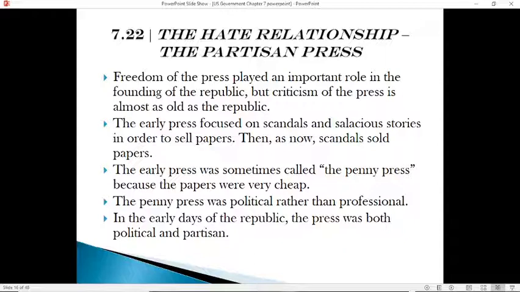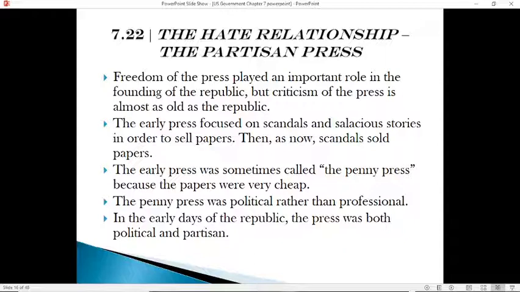Remember, the primary function of the press, or news organizations, is to make money. And what sells? Scandals sell. And if all the press printed was all the good stuff and all the right things, and they never printed anything negative or scandalous, their sales probably would not be as high as they are. But that's just the nature of people. They love to read about scandal. And so the early press focused on scandals and salacious stories. The press today does the same thing.